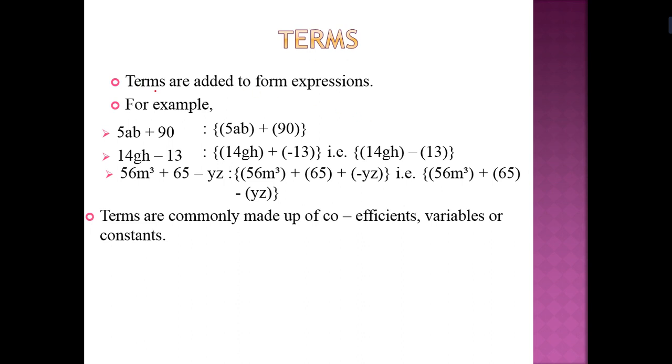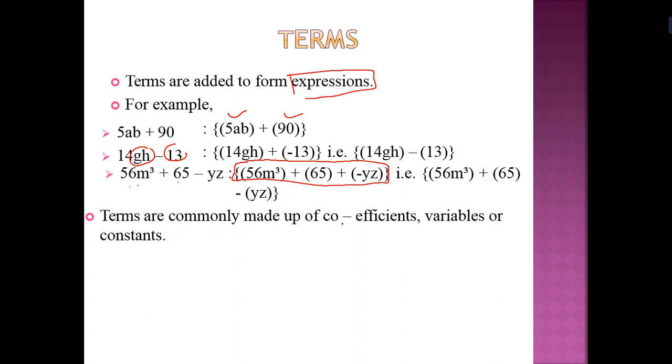Now, terms are added to form an expression. To make an expression, what do we have to use? Terms are added. So here there is 5a plus b plus 90. Now it converts into terms. Here one term, here a second term. Variable and constant, when joined, we can say it is a term. 56m cube plus 65 minus yz. We can write it in a different way. This way we can also write: 56m square plus 65 in brackets minus yz. Or we can write 56m cube plus 65 minus yz.